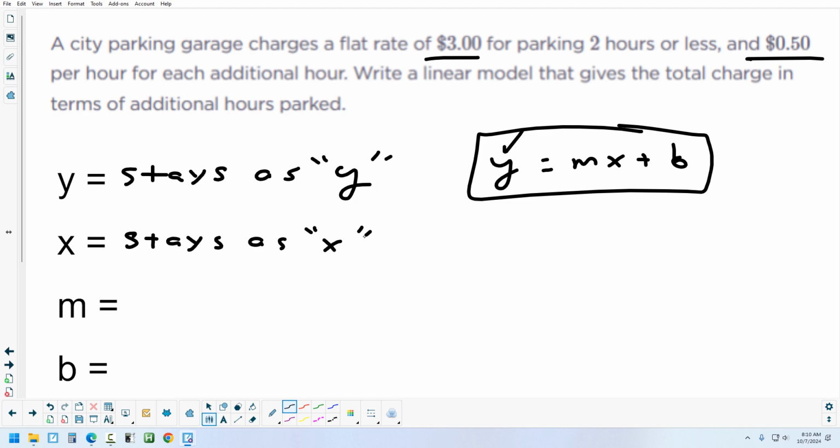Okay, now we got to figure out which number is the m and which number is the b. So we have a flat fee or a rate, okay, and then we have the 50 cents, which we have to keep paying over and over. So which number there is the number we keep paying again and again? Yep.